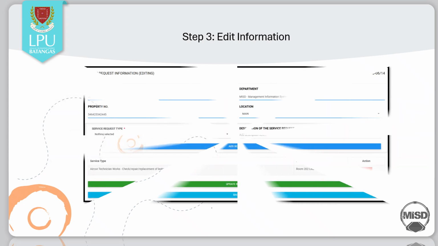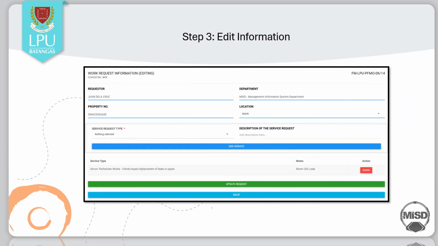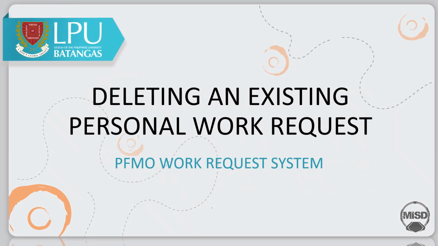After clicking Edit, you will be brought to this page. Make the edits you need to make. Once you're done, click Update Request. And that's how you edit a work request. Now it's time to learn how to delete a personal work request.